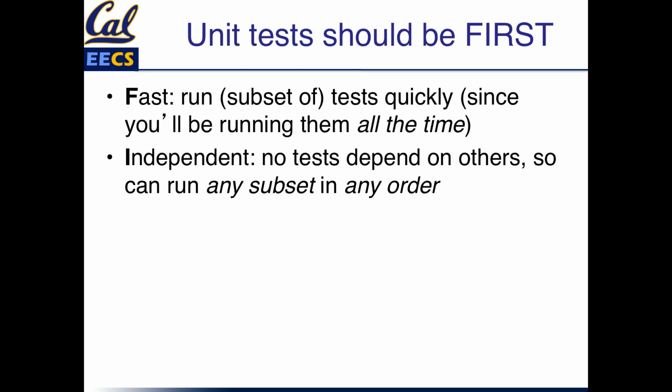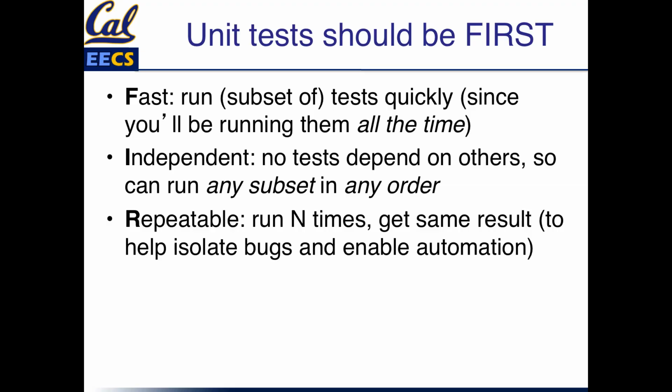Independent means that you can run any subset of the tests and expect them to work in isolation. In other words, there's no dependencies on the order in which different tests run. And again, this is because in a large application, even when the tests are running fast, it may be too costly to run the entire test suite every time you make a change. Having independent tests means that you can only run that subset of tests that might be affected by your most recent code changes.